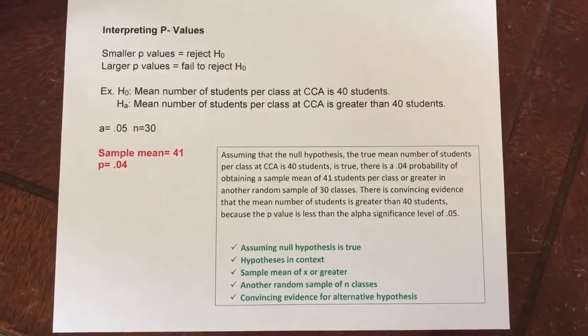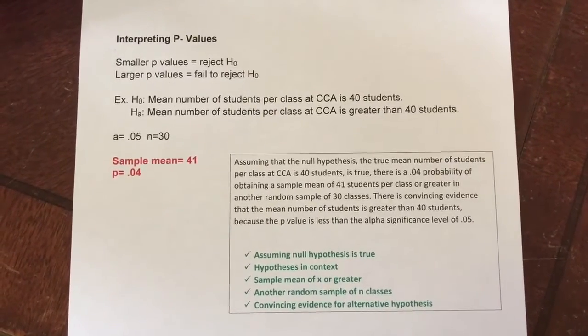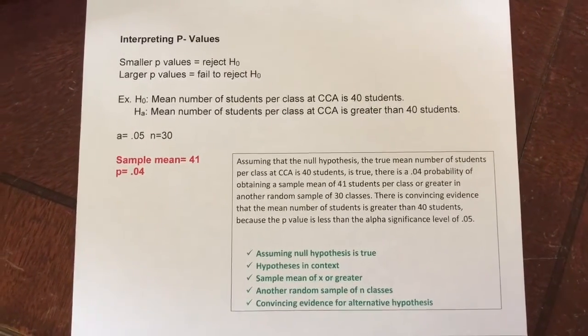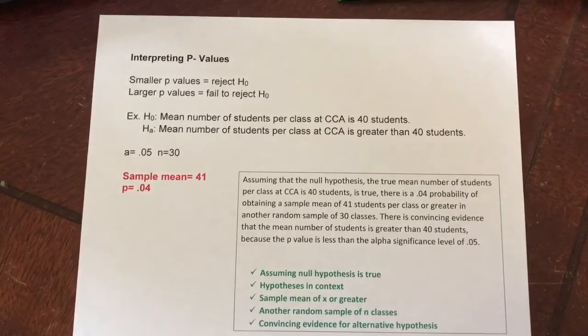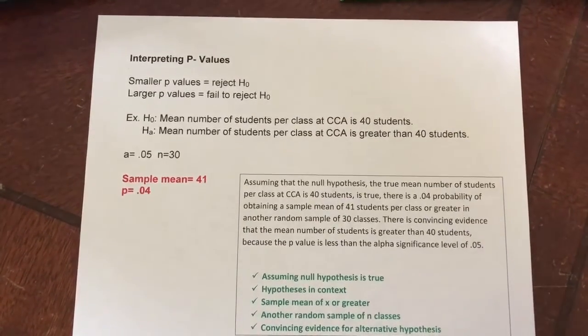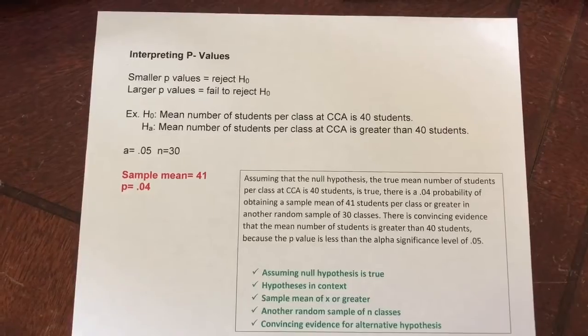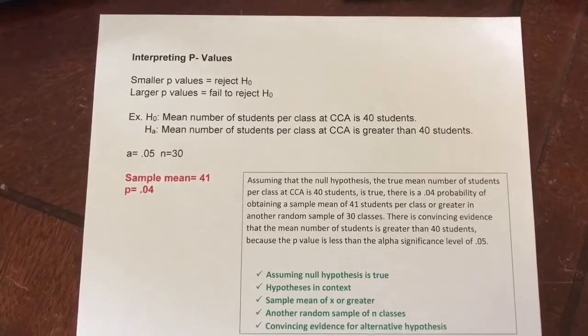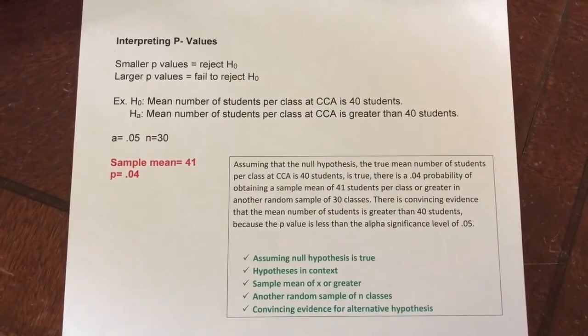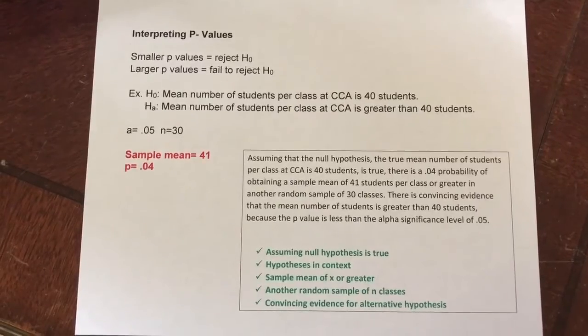Remember to assume that the null hypothesis is true, and then state the probability of getting an observation as or more extreme in another random sample using the p-value, so your p-value is going to be that probability, and then state whether there is or isn't convincing evidence for the alternative hypothesis. The most important thing to remember to earn full credit is to state each hypothesis in context.